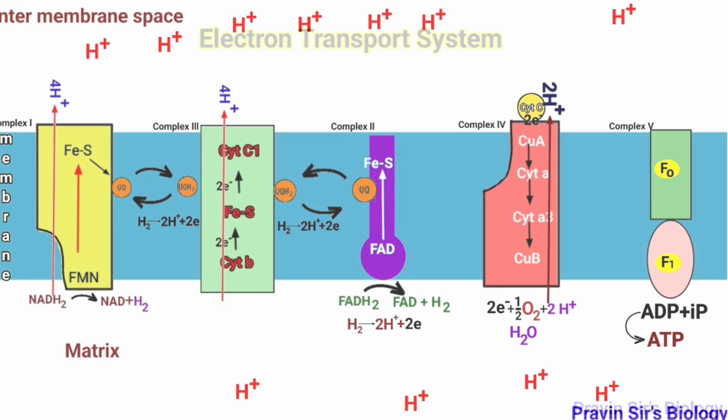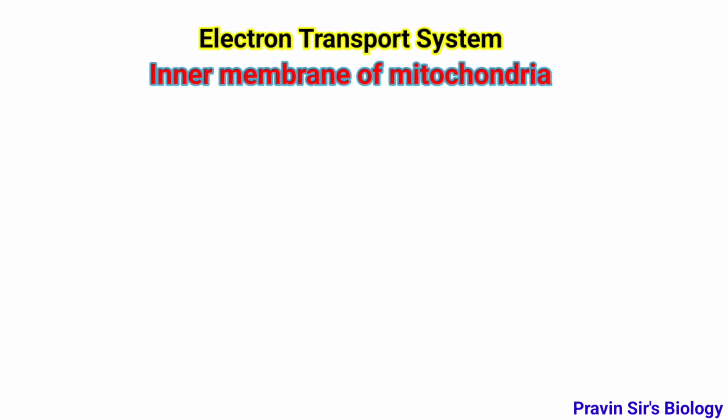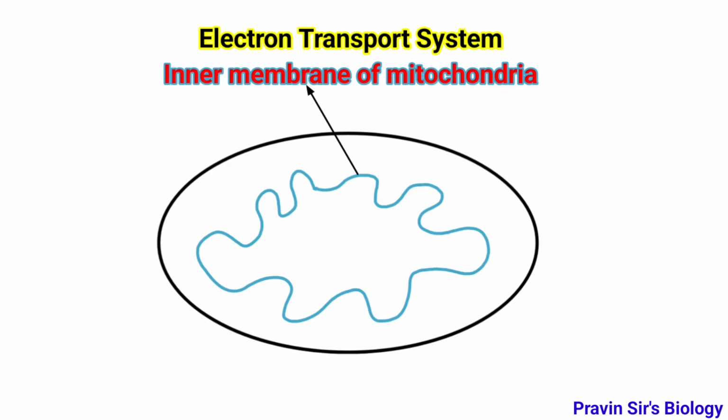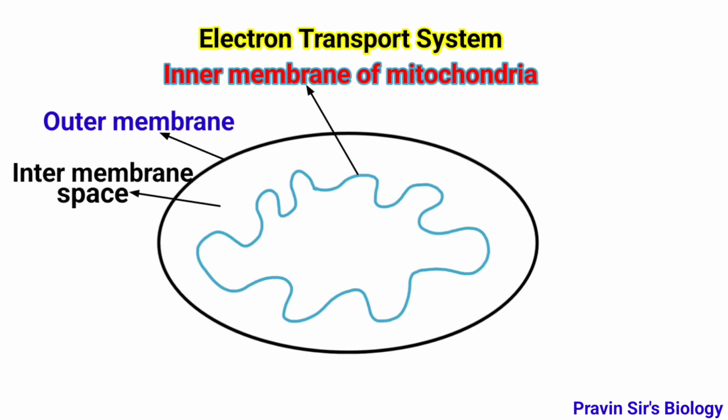Electron transport system takes place in the inner membrane of mitochondria. This is the inner membrane, this is the outer membrane, this is the intermembrane space, and this is the matrix. So the electron transport system takes place in the inner membrane of mitochondria.